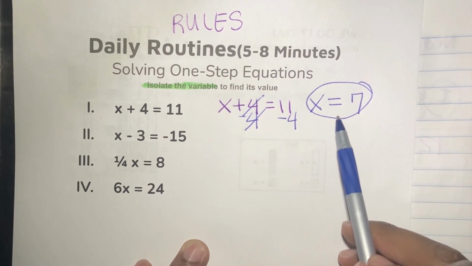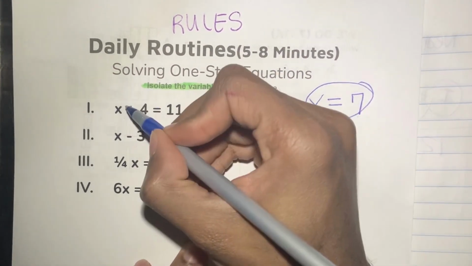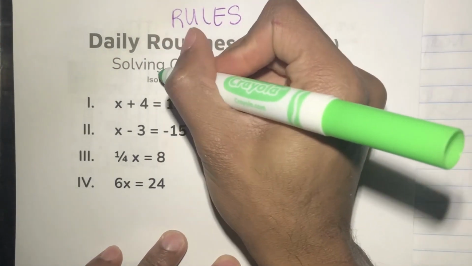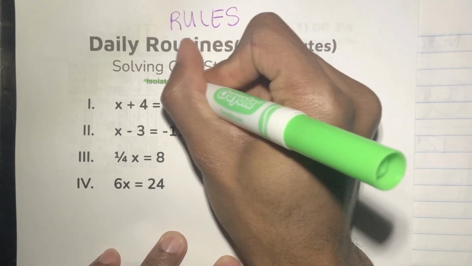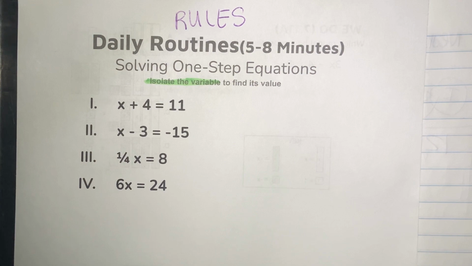Now let's double check our answer. If x is equal to 7, 7 plus 4 is equal to 11. So we'll replace the x with a 7, plus 4 is equal to 11. This is true. Our answer is correct. We're done.